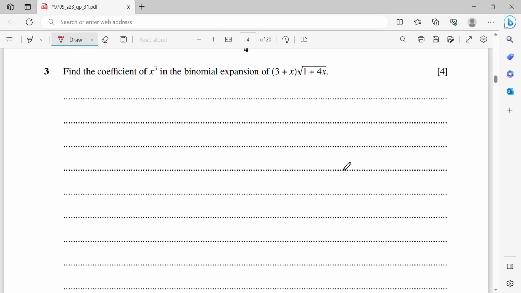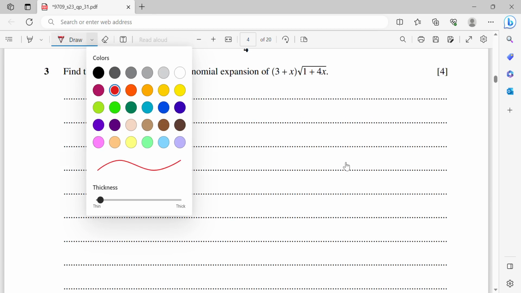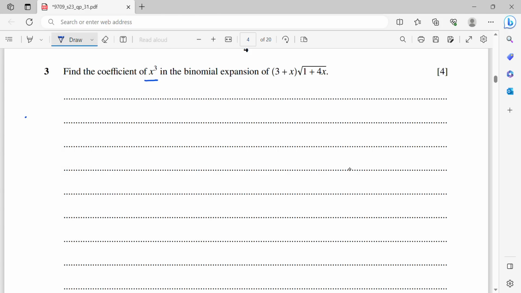Now, question 3. Find the coefficient of x cubed in the binomial expansion of 3 plus x multiplied with the square root of 1 plus 4x. Okay, so 3 plus x multiplied with the square root of 1 plus 4x. The square root I can change to degree half first. Now when you look at the first bracket, 3 plus x, it is of degree 1, which means that we don't need to do any expansion.